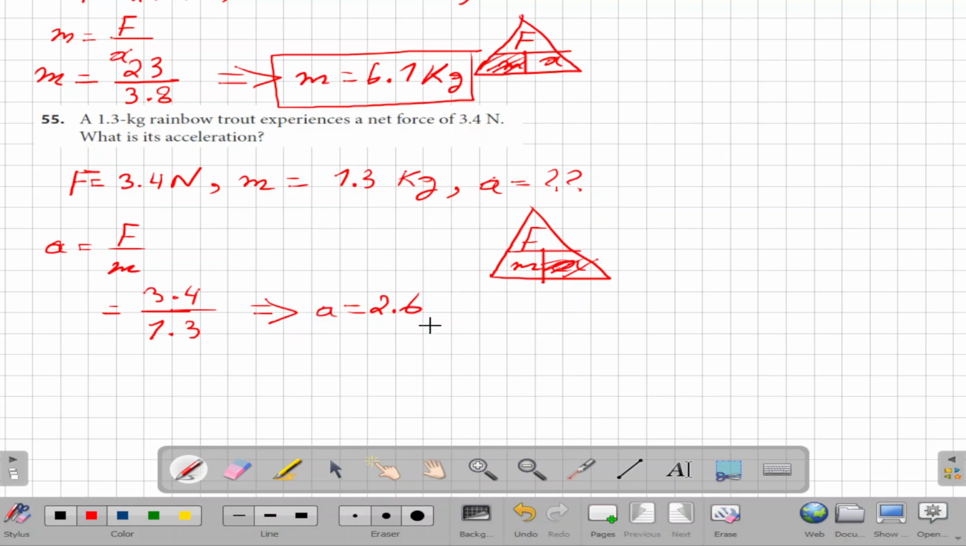But what is the unit used here? Since the force is in Newton, which is the SI unit of force, and the mass is in kilogram, also an SI unit, we should have the answer in SI units, and we know that the SI unit of the acceleration is meters per second squared.